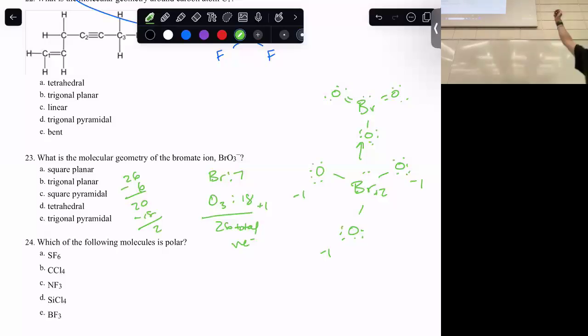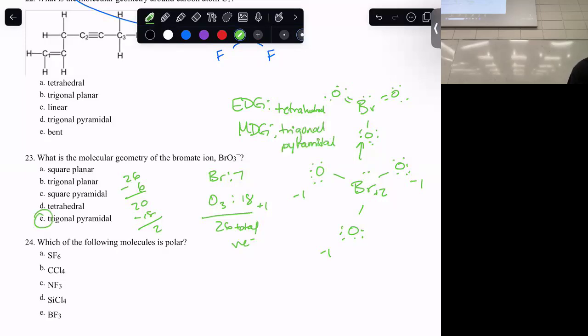So no matter what Lewis structure you drew here, what is your electron domain geometry? Tetrahedral, right? We have 4 electron domains, 3 from bonds, 1 from the lone pair. What is your molecular geometry then? Trigonal pyramidal. And that's going to be E. Does that help your question?